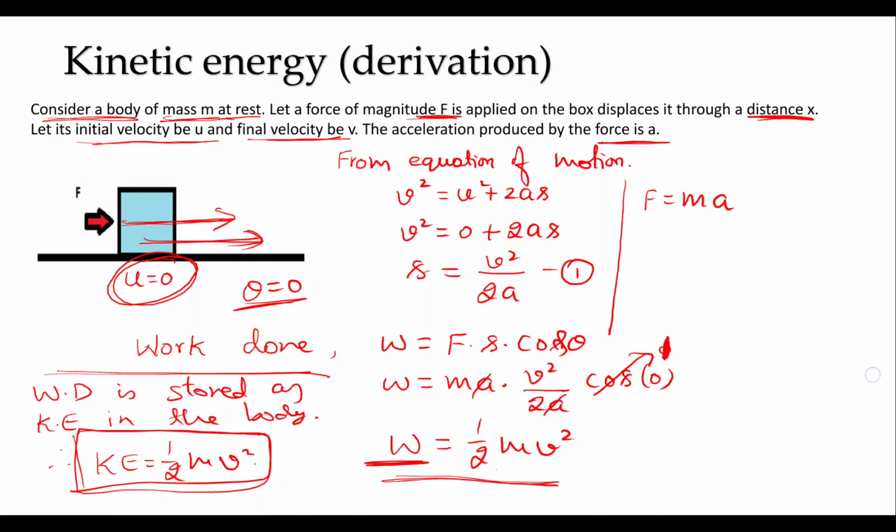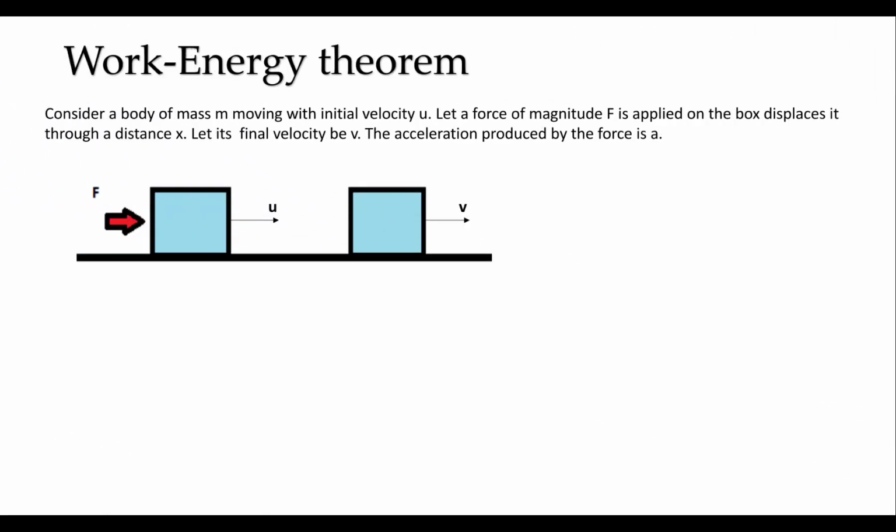Similar to that, there is one more derivation that comes under the concept called the work energy theorem. Here we have to consider an object of mass m moving with initial velocity u. It is not at rest, it is already moving. We consider a force of magnitude f acting on it, so it displaces the object through a distance x. Its final velocity will be v and acceleration is a.